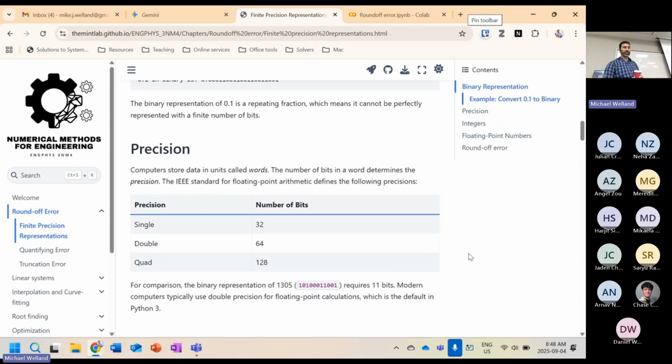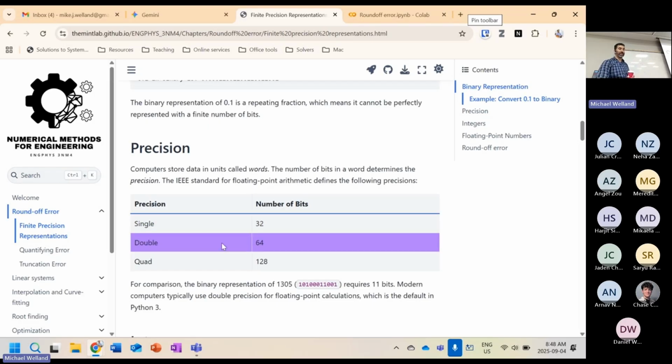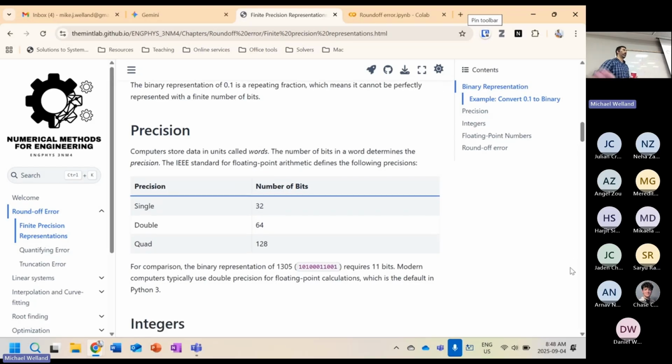Okay, just before we jump into some more of the interesting things, let's talk about precision a little bit. Computers store data in units called words, right? The number of bits in a word determines the precision. The IEEE created standards for floating point arithmetic, and it defines the following: single is 32 bits, double 64, quad precision is 128. We'll come back and talk about exactly what that means.